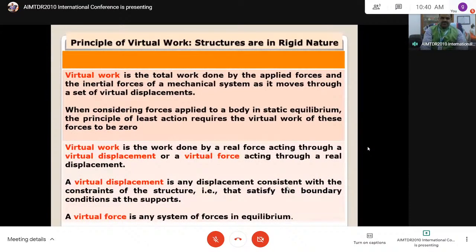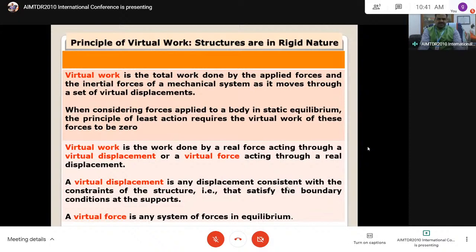Now let us come to the rigid structures. How the principle of work can be considered. Later we will go to the internal forces. Virtual work is the total work done by the applied forces and the initial forces, external forces only, of a mechanical system or a civil system as it moves through a set of virtual displacements. Applied force into virtual displacement. The force may be an active force, reactive force, or external force.